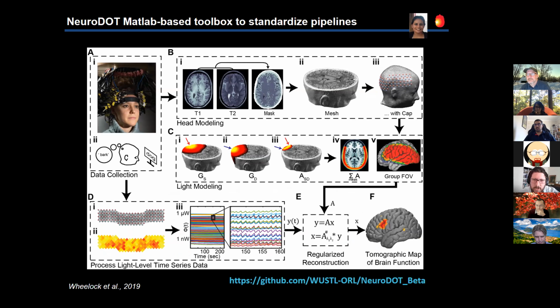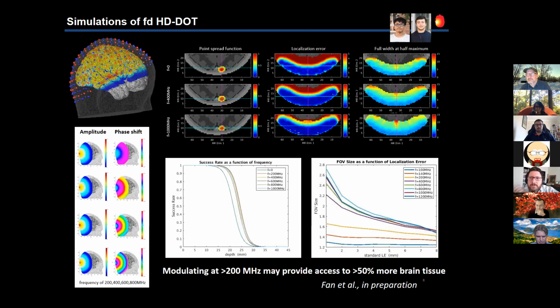I don't have time to go into all of it, but we used NeuroDot to now simulate, based on and inspired by a lot of the work that I did with Hamid Dehghani over the last couple of years, looking at the promise of frequency domain high density systems, where we showed that by including phase, you're actually able to acquire sensitivity to variance that's deeper than you get with CW alone. So with a couple of grad students in the lab, we are exploring what you can gain if you use higher modulation frequencies or even multiple modulation frequencies with a whole head high density array.